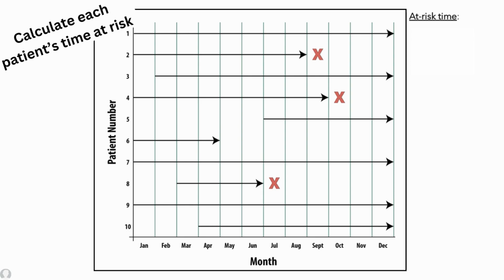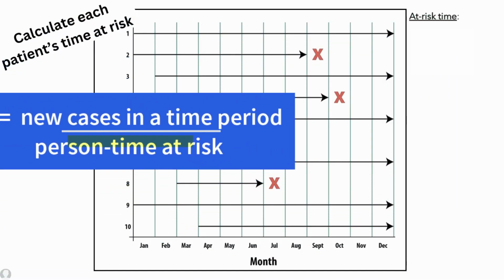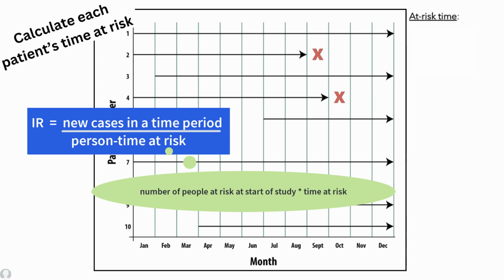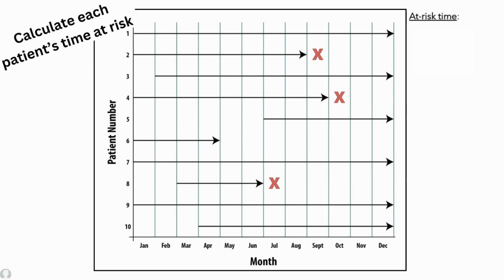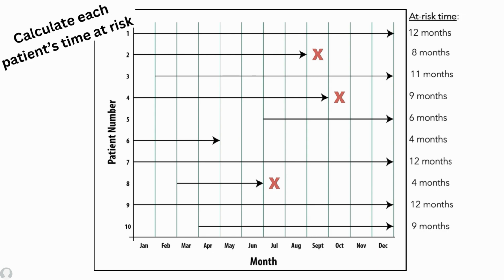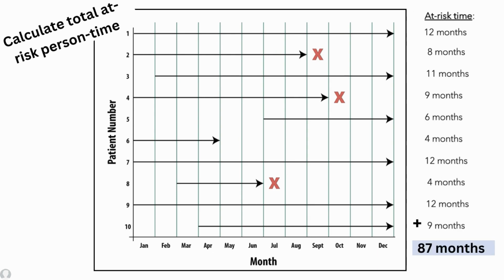The denominator of incidence rate is person time at risk. This is the number of people at risk at the start of the study multiplied by the time they were at risk. To get this number, we'll need to calculate the at-risk time each patient contributed. Patient 1 contributed 12 months, patient 2, 8 months. Once we've figured out the at-risk time for each patient, we can add them up to get the total person time at risk, which in this study is 87 months.